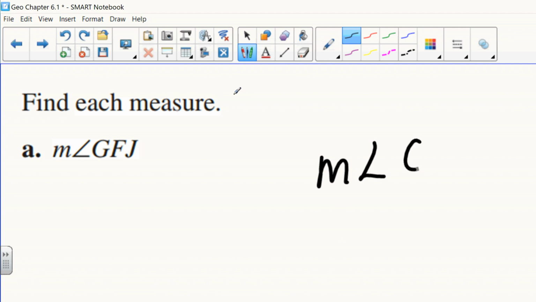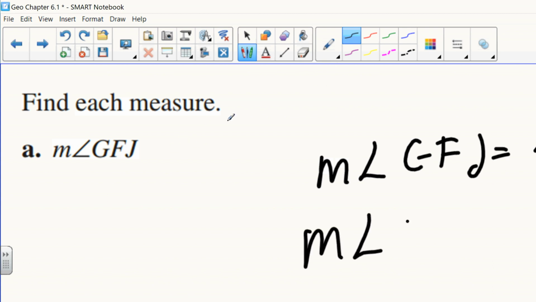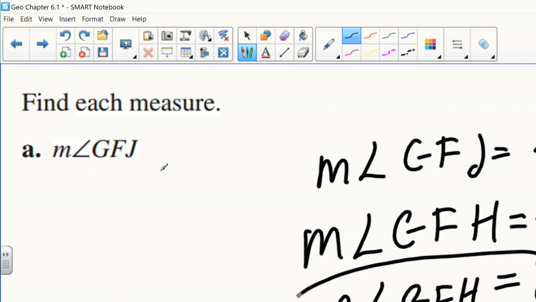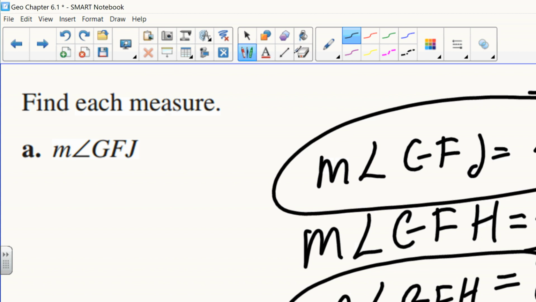So what's the measure of angle GFJ? 42. Now, it didn't ask for this, but what is the measure of GFH? Because we're going to take 42 plus 42, which will tell us that it is 84. As if we wanted to find the whole angle, we can just add the two together.